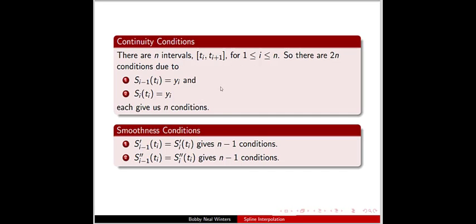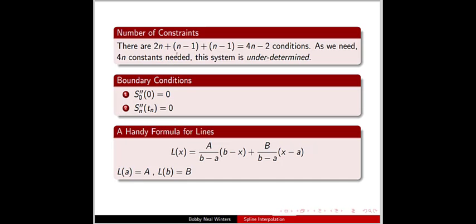Now let's see the conditions we have. There are n intervals, so there are 2n conditions due to specifying what the function is on its top end and its bottom end. Each of those gives us n conditions, so that's 2n. For the matching up conditions for the derivative, that gives us n minus 1 conditions, and the same for the second derivative. So 2n plus n minus 1 plus n minus 1 gives us 4n minus 2 conditions. But we need 4n constants. So this system is underdetermined.